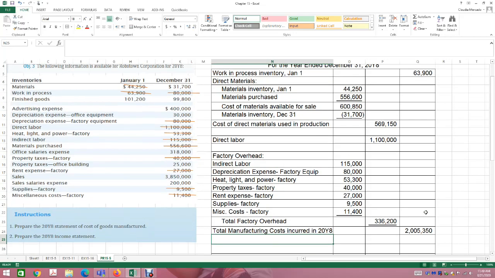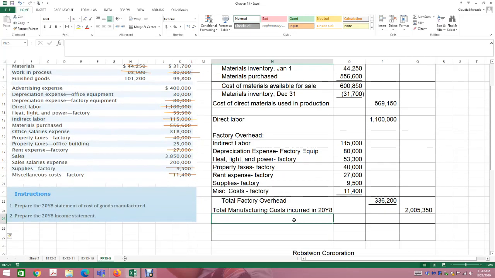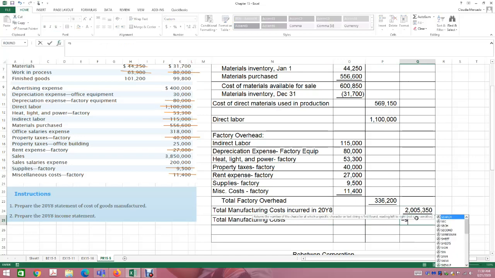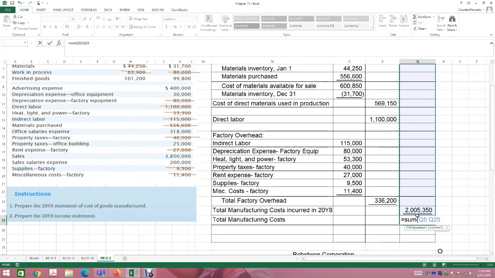Okay. Now, because we did have our beginning work in process, I forgot that we needed to add that number to this number to get my total. Okay. So my total manufacturing costs is going to be the sum of those two numbers. Okay, so I'm going to add my 63,900 plus my 2,005,350, and that gives me 2,069,250.